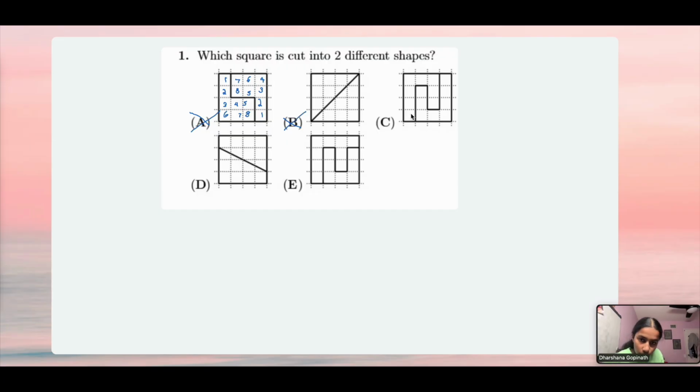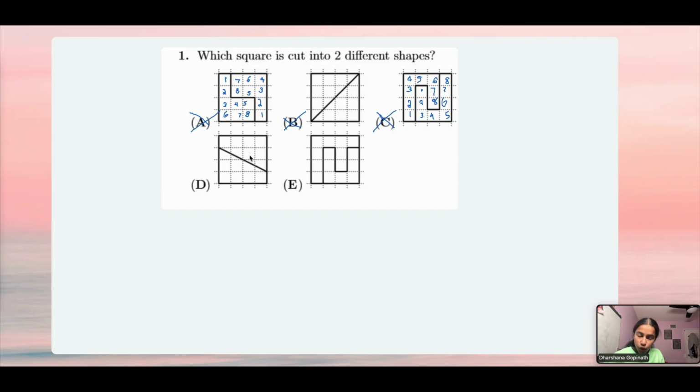C, we can count it again. 1, 2, 3, 4, 5, 6, 7, 8. 1, 2, 3, 4, 5, 6, 7, 8. Since both parts have 8 squares, C is not the answer.